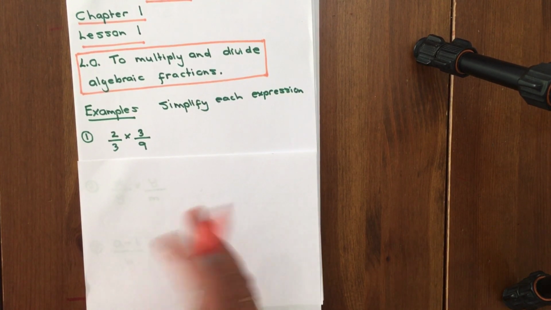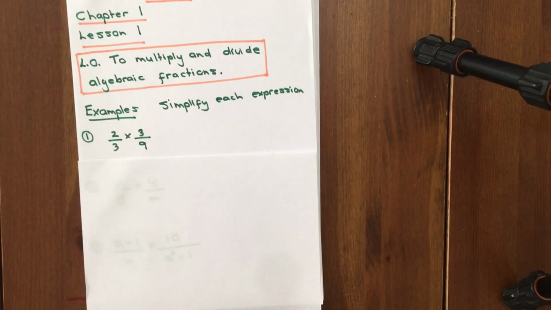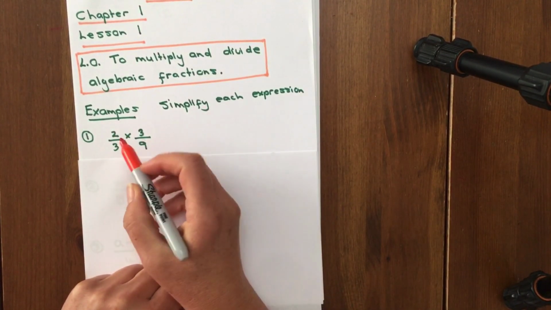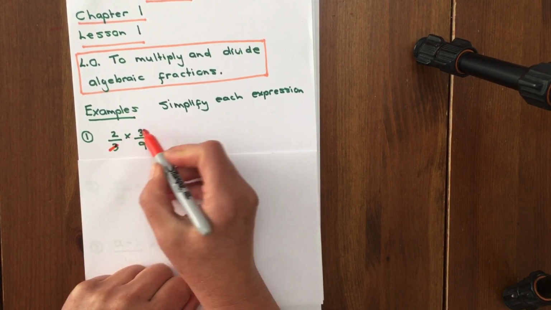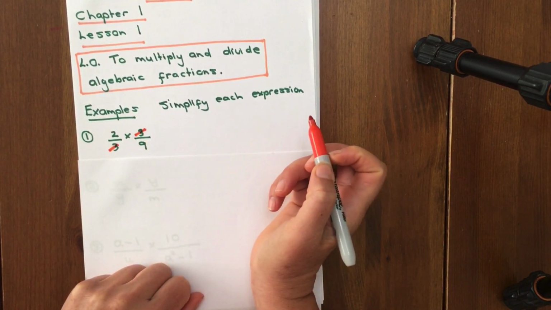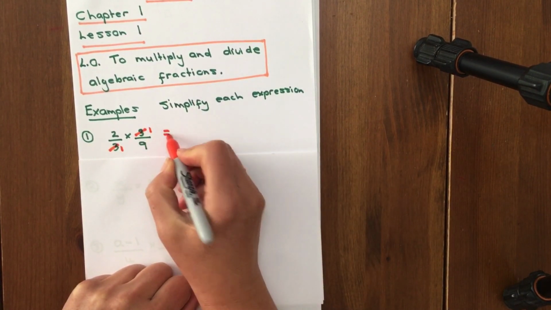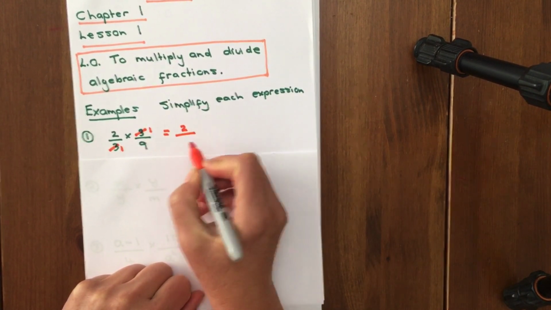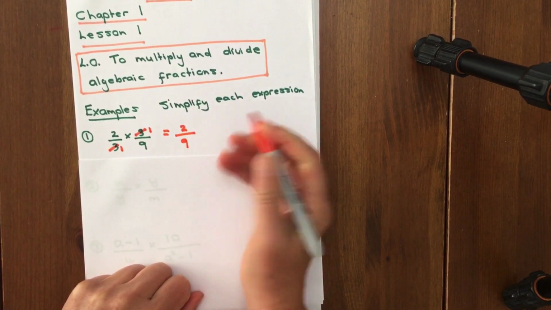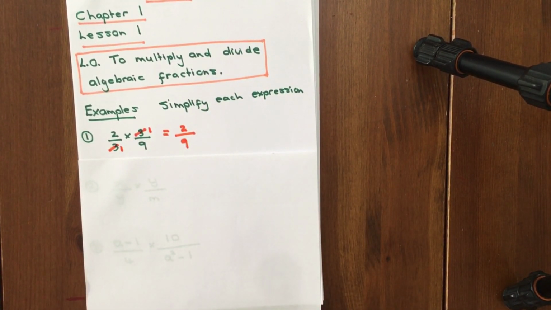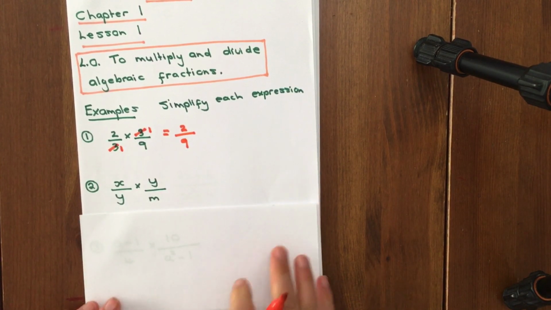Now, you can just multiply numerators, multiply denominators and cancel, but a quicker way is to notice that you can cancel the 3 here and the 3 here. 3 goes into 3 once, 3 goes into 3 once. So you multiply the numerators and multiply the denominators, and therefore you don't have to cancel at the end. So we're going to apply that now to algebra.